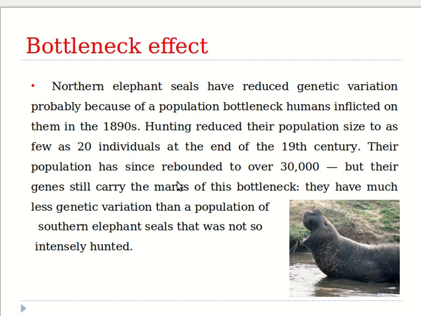So their genes still carry the marks of this bottleneck, and they have much less genetic variation than a population of southern elephant seals that was not so intensely hunted. So before 1890 what was the population, and after 1890, or in the 19th century, what is the population? If we compare, obviously the genetic variation is far less in the present day population as compared with the previous populations.